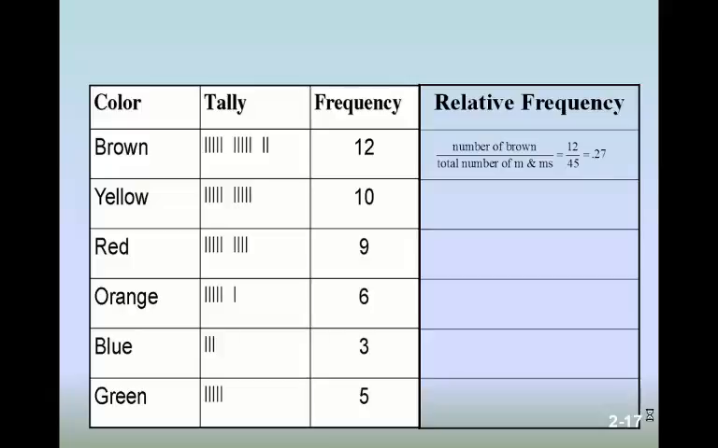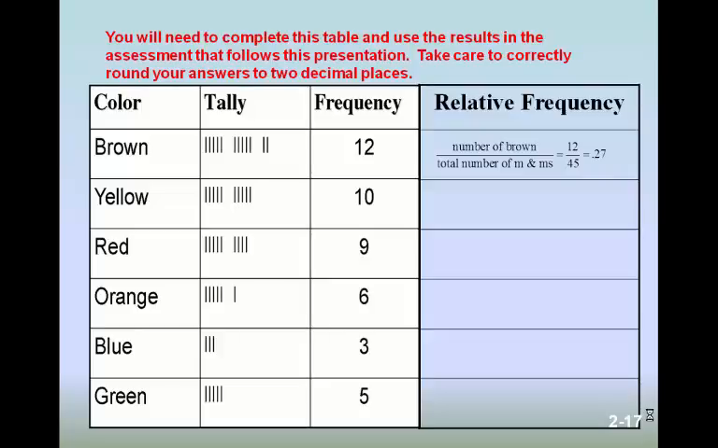So then if we did yellow, we have 10 yellow M&Ms. We would divide 10 by 45 and get a decimal, and that would be our relative frequency for yellow. With 9, we would take 9 divided by 45 and so forth until you complete the frequency table. You will need to complete this table and use the results in the assessment that follows this presentation. Take care to correctly round your answers to 2 decimal places, because when the software checks your answers, it will not give you credit if you don't round correctly.